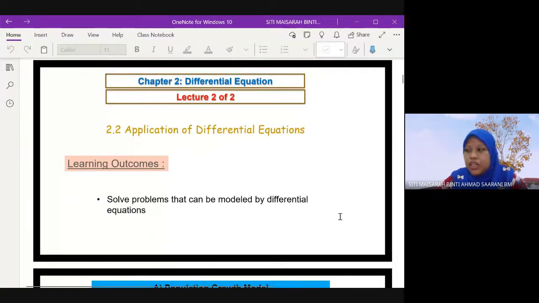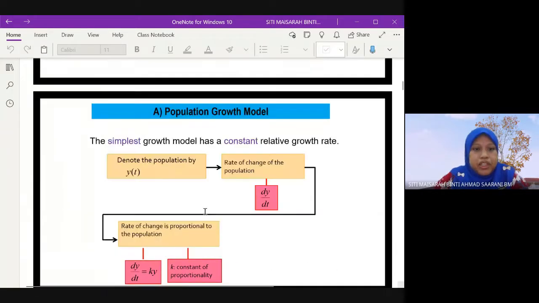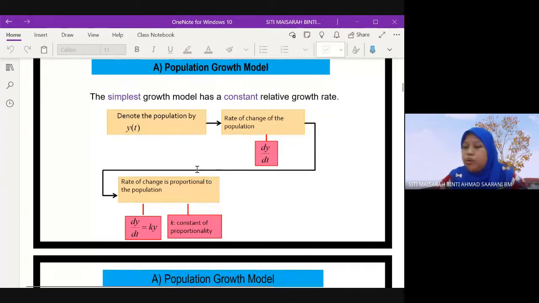Okay. So untuk jam pertama ni kita akan continue with lecture 2 of 2, chapter 2, first order differential equation. So for subtopic 2.2, we are going to discuss application of differential equation. So kita ada a few application. Okay, the first one is population growth model. Ini boleh tengok dekat buku awak. Buku awak dah ada, yang pertama adalah population growth model.